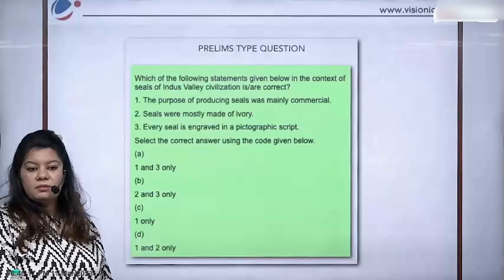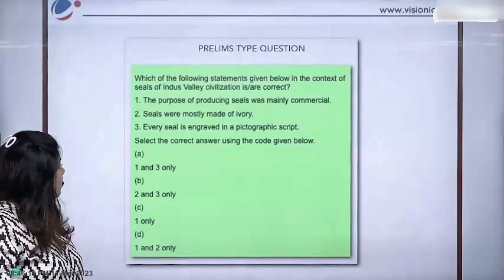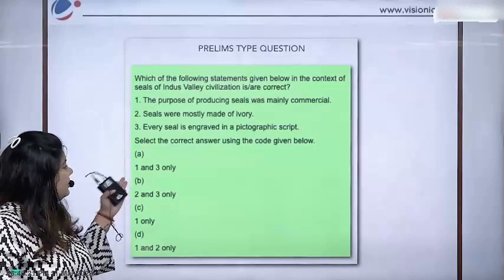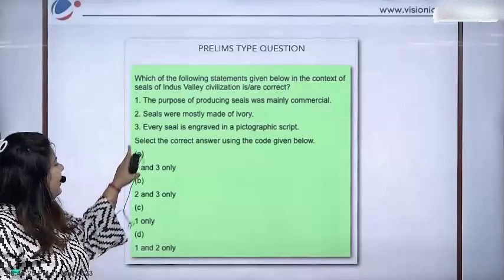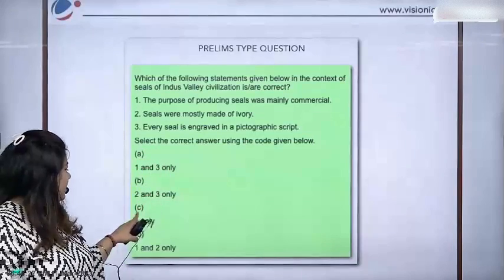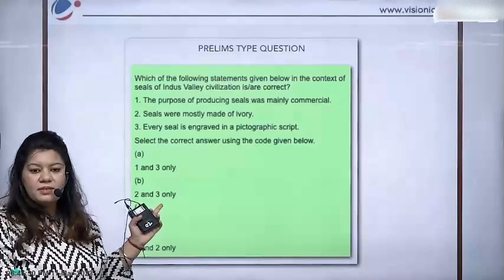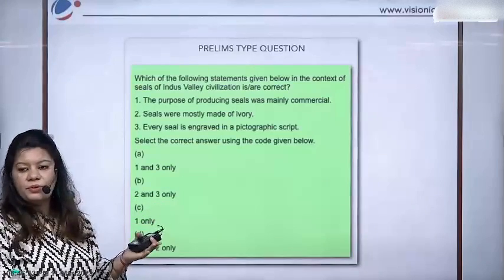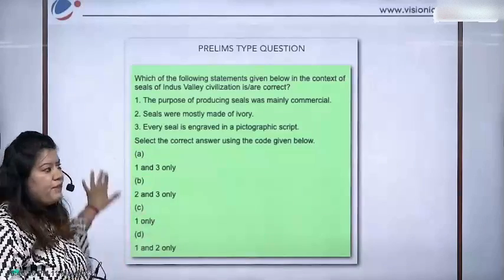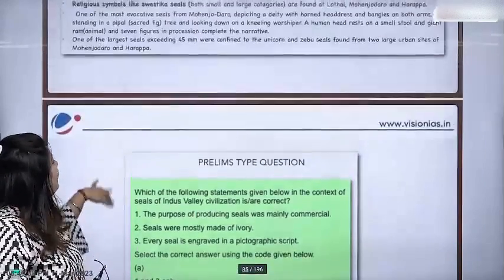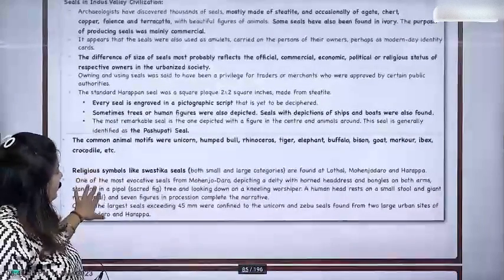Achha bhai, abhi to kara hai na, ye 1 and 3 kaise honge? Achha, 1 and 3 hai, sorry. Every seal is engraved in a pictographic script. So C, who all was saying, just raise your hand. Aage baithe ho tab bhi bol rahe ho. Every seal is engraved in a pictographic script. I specifically mentioned this.